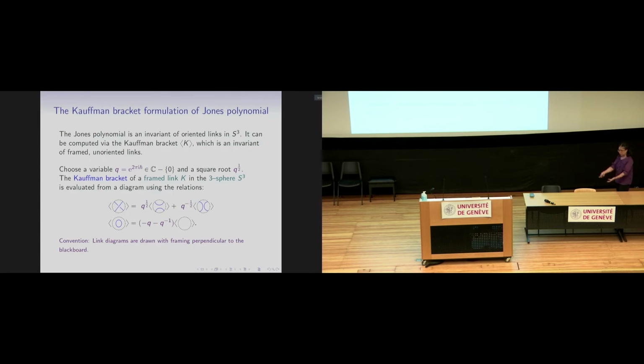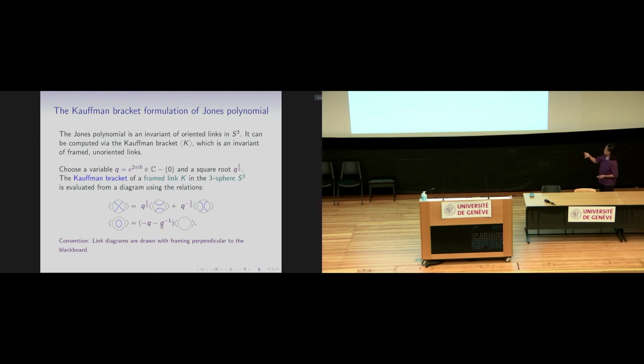If you draw a picture of the diagram of the knot, you can evaluate it by resolving crossings, either one way or the other, and then you put some factor q^(1/2) if you go one way and q^(-1/2) if you go the other way. And if you see a circle bounding a disk, you can replace it at the cost of introducing a -q^2 - q^(-2) in front.